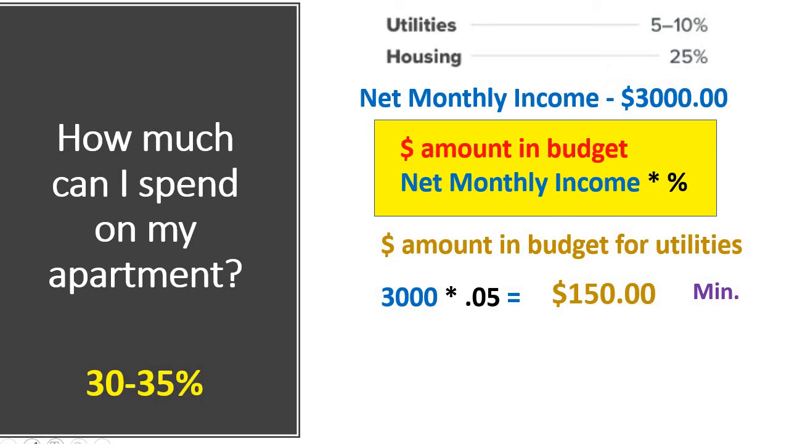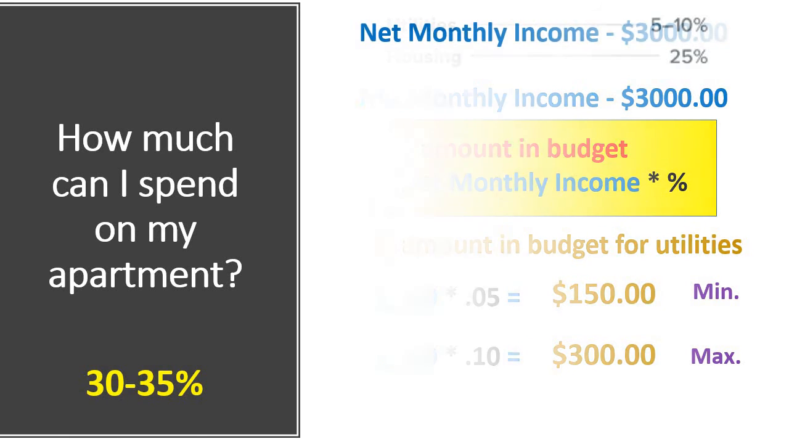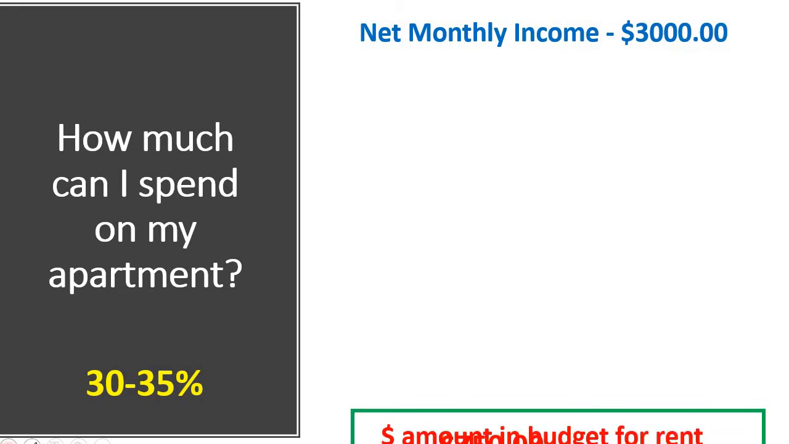But it's a range for utilities. It's between 5 and 10%, so I need to figure out the other end of that range. So that's the 3,000 times 0.10. That's going to be my maximum amount because that 10% is the max percentage I should set aside. So what's the dollar amount for the max that I should spend on utilities? Perfect, $300. Excellent job.